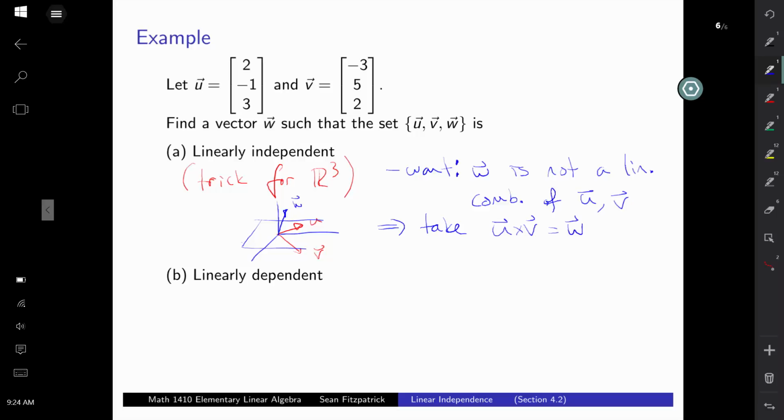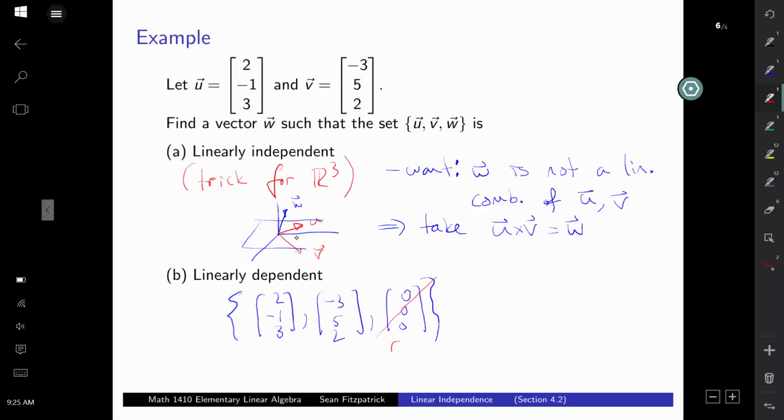What about dependence? For dependence, there are lots of options. So here would be an easy option, 2, minus 1, 3, minus 3, 5, 2. Throw in the zero vector. Any set containing the zero vector is dependent, so why not throw the zero vector in there? Then you know it's dependent. Or if you don't want to throw the zero vector in, maybe you say, that's too easy. That's way too easy.